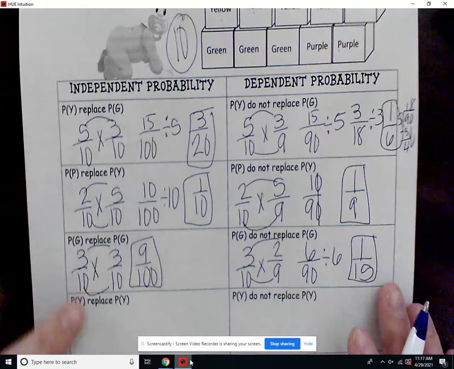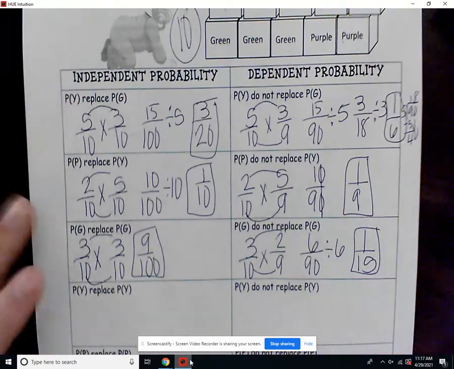So let's look at another one that's kind of like this one with the do not replace green and green. So probability of yellow.